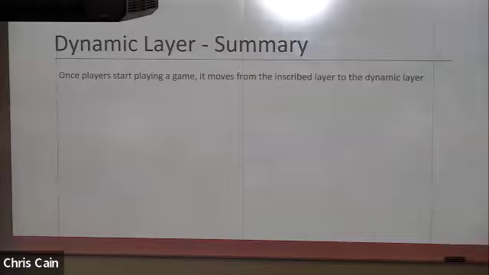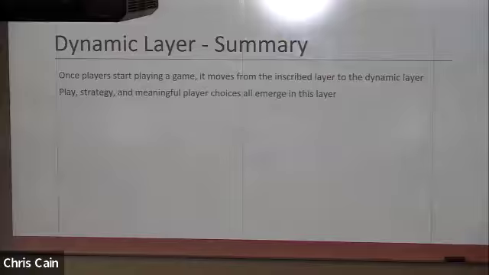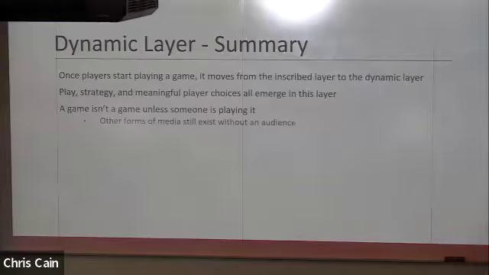So now we can summarize the next layer, the dynamic layer. The inscribed layer has the most to it, just because it's what we have the most control over. But once we finish inscribing everything and then ship the game to some players, how they engage with it is the dynamic layer. All play, all strategy, all choice emerges within the dynamic layer. One way to think of a game is it's not a game until someone's actually playing it. There's the idea of a game, but it's not the concept of it. It's not really a game until someone is actively engaging with it.